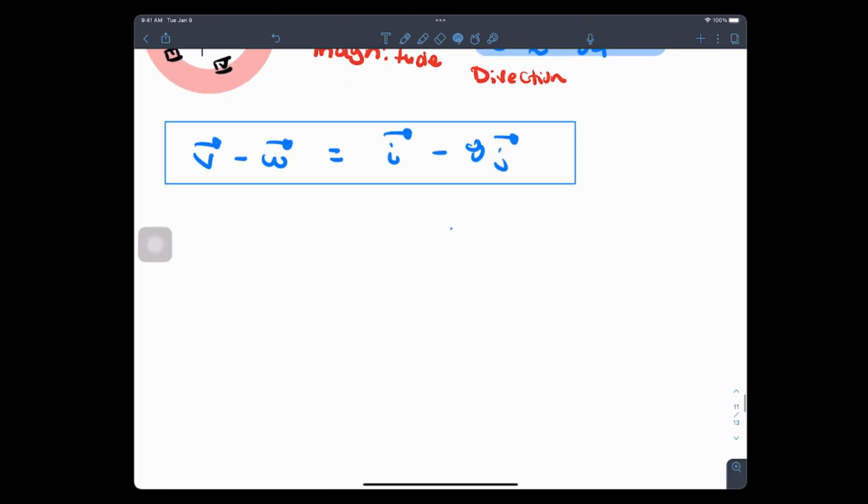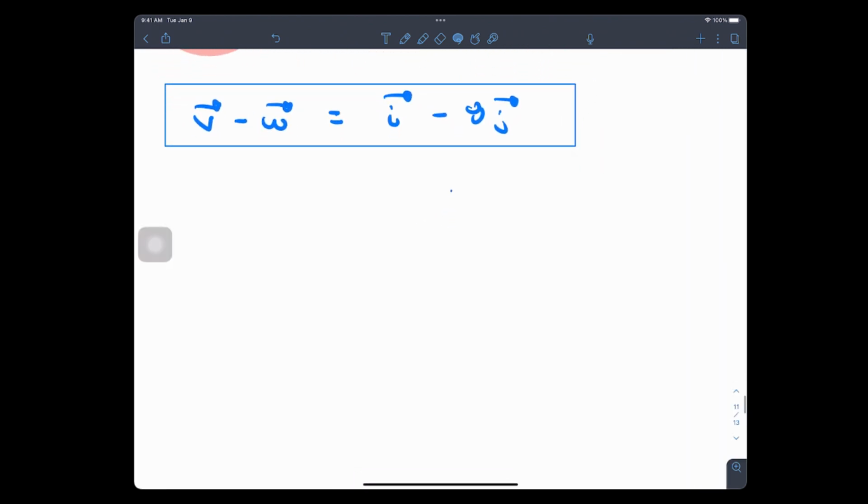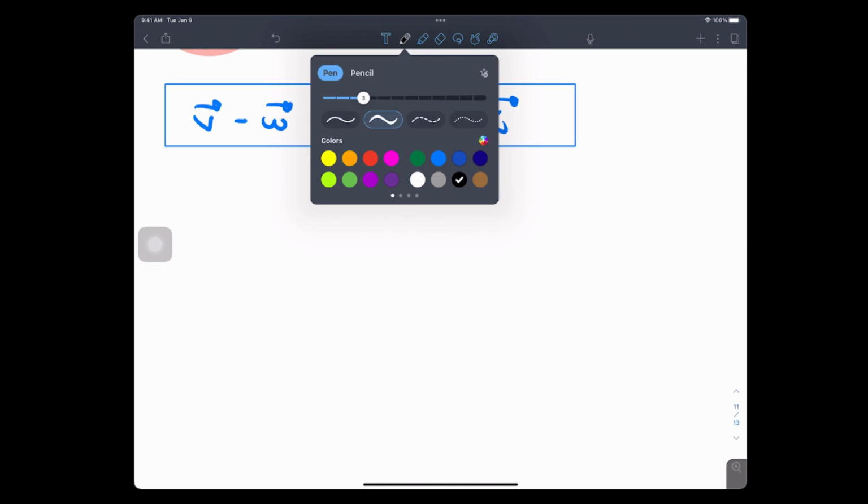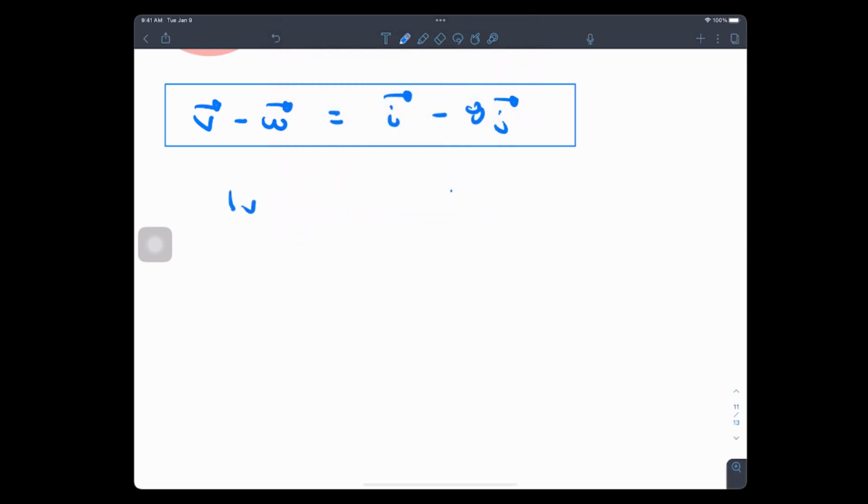Okay. Like if I said, what's the magnitude of this vector difference? Now, they don't have a name for the vector difference other than just that vector difference. It's not special like the resultant vector. Okay. So what's the magnitude here? How would you guys go about finding the magnitude?